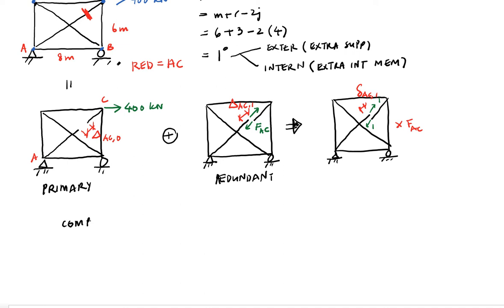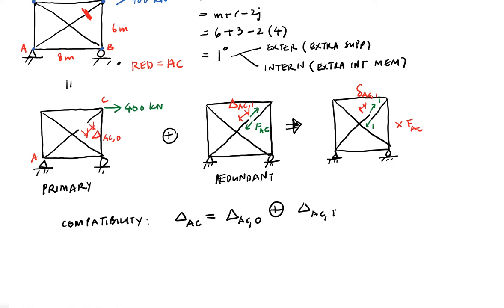And then you write down the compatibility equation. So the compatibility equation, you know that for your actual structure, the displacement of member AC is not there because it's one member. So delta AC, the original displacement is equal to the displacement of member AC when you make it as redundant. So delta AC 0, this is your primary system, plus your redundant system, which is delta AC 1.